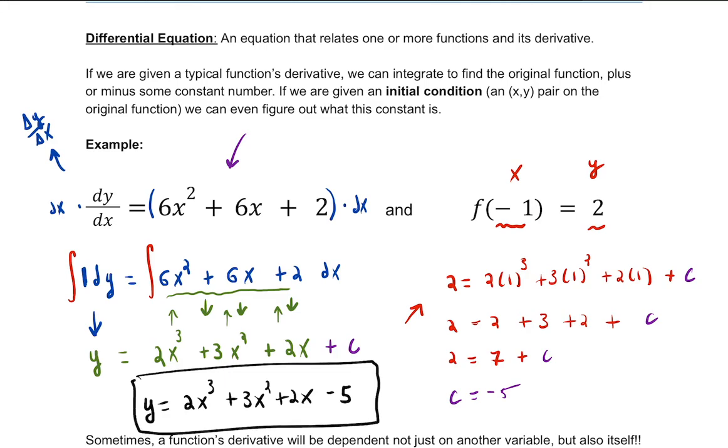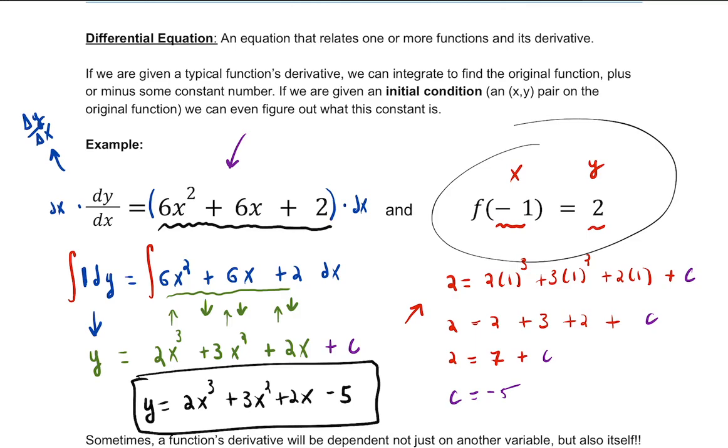And now, just to take a step back before we go on to a trickier version, what have we really done here? We have found a function whose derivative is 6x squared plus 6x plus 2. That's true. And it also passes through this point, right? That is the important part, that this function also passes through the xy point, -1, 2.